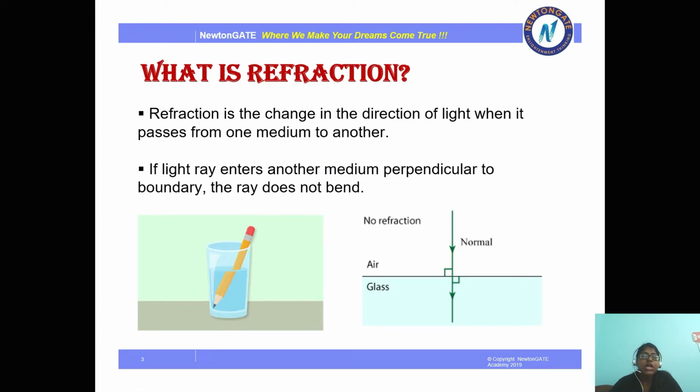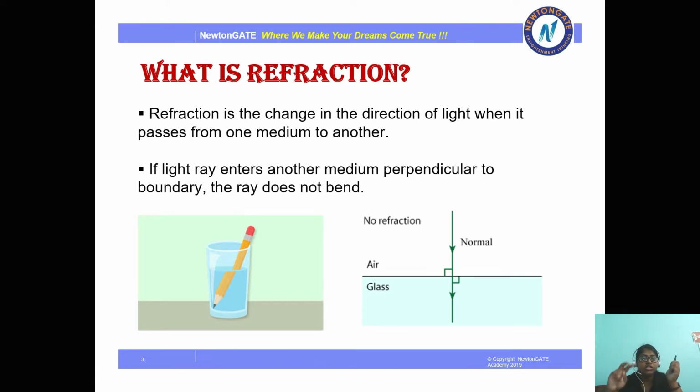So what is refraction? Refraction is a change in the direction of light when it is passing from one medium to another medium. Now remember, in the last video we talked about reflection and defined it. When we defined reflection, we specifically said it is a one-medium phenomenon. There was no second medium. The reflected light and the incident ray belong to the same medium, but it won't be the same in the case of refraction.